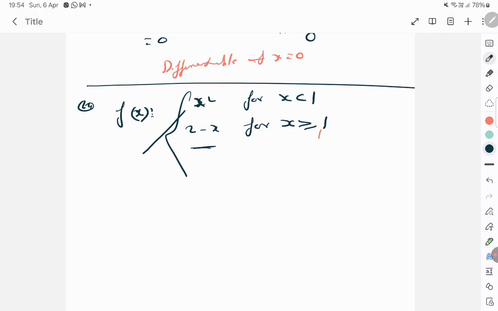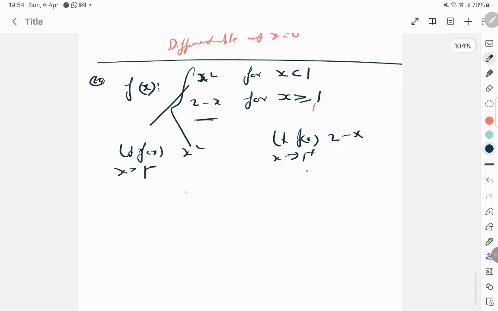Sometimes when the graph itself is not continuous, it will not be differentiable. But here, let's do continuity for that matter. Limit of f of x as x tends to 1 from the left, the formula is x square. Limit of f of x as x tends to 1 from the right, it's 2 minus x. I'm doing continuity. Direct substitution gives 1, and here also 1. So the left hand limit is equal to the right hand limit. It is definitely continuous.